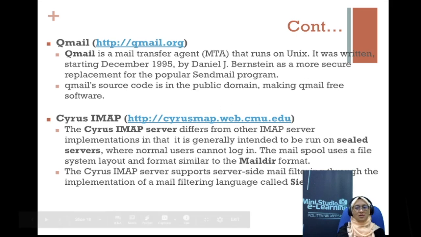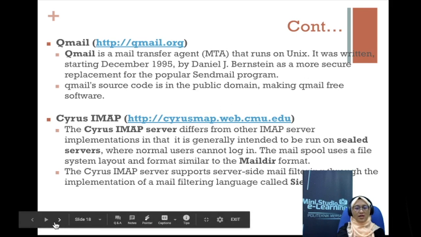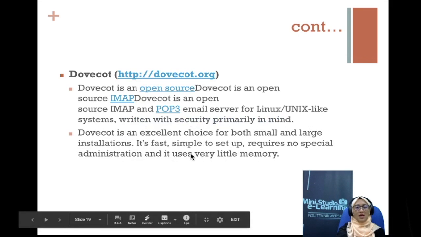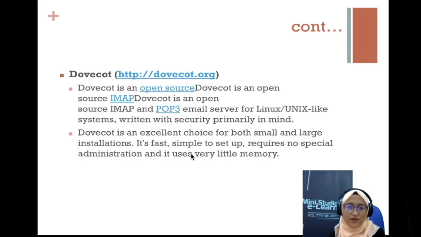The next one is Dovecot. Dovecot is open source software, an open source IMAP and POP3 email server for Linux and Unix-like systems, used for their mail protocol.